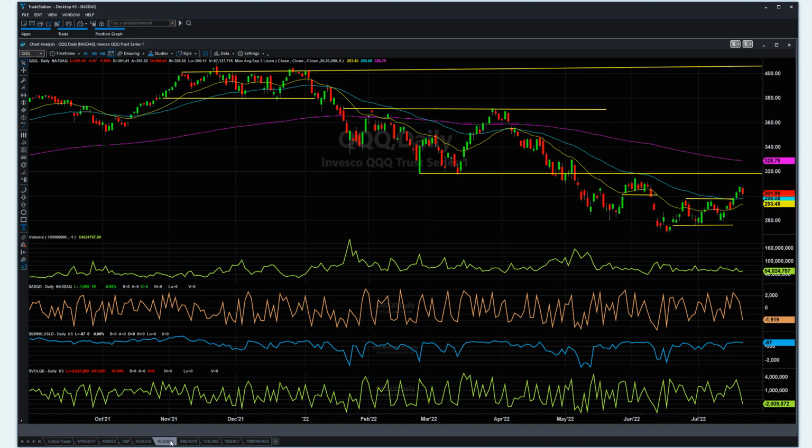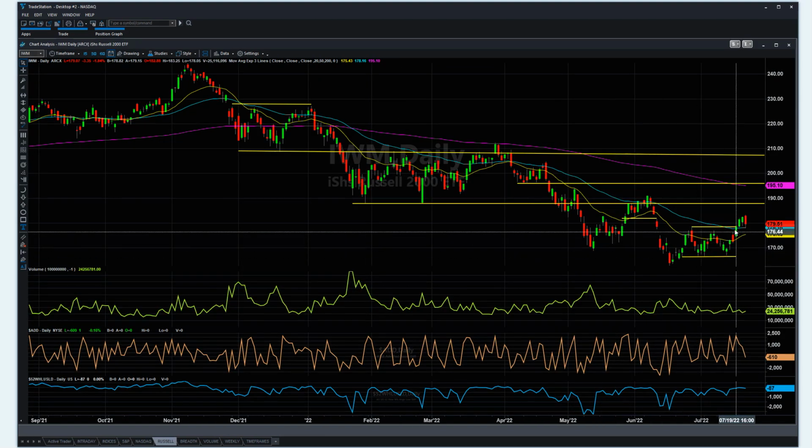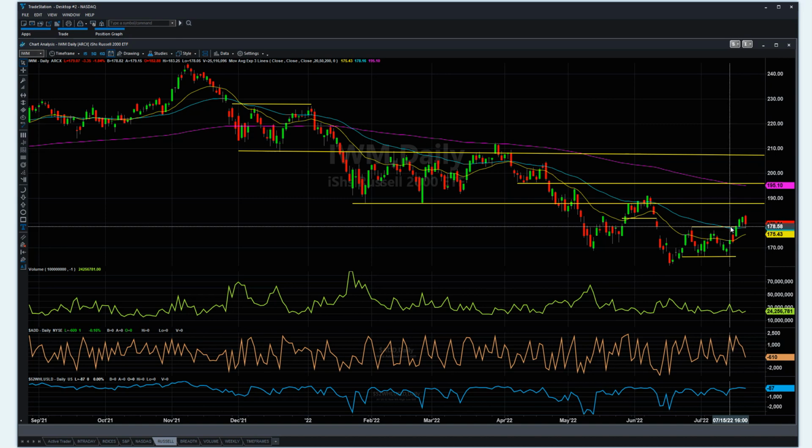In terms of the Russell, same situation. You can see the rotation. You can see this is not Russell breadth, this is NYSE breadth, and then that rotation up. And the Russell actually did retest and traded slightly below this support area, right around the 178, 179 area. So it's going to be very interesting to see what happens in Monday's trading.